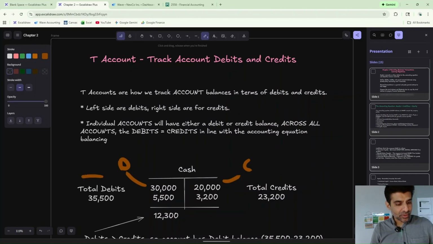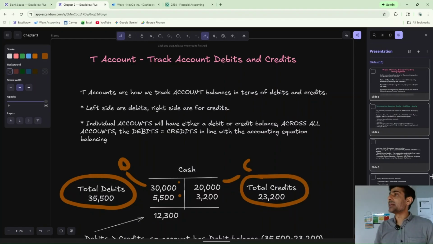Okay, so you can see that the total debits are 35,500. I'm just adding these two up. And then the credits are 23,200. So my debits exceed my credits. Do we agree? So that means my balance in cash is going to be a debit balance because that debit side is larger than the credit side. So when you net all of it together, it's going to be a debit balance of 12,300, which is basically 35,500 minus 23,200. Okay, so any questions on this organization of this T account? Again, the left side is debit, right side is credit.